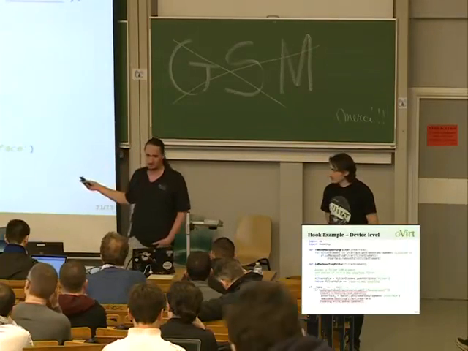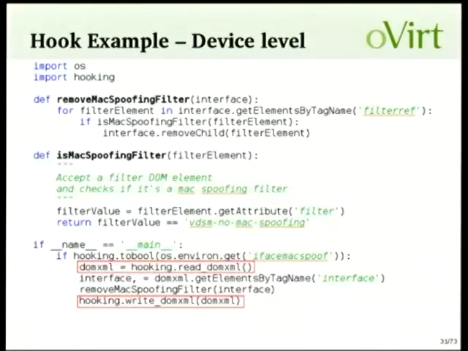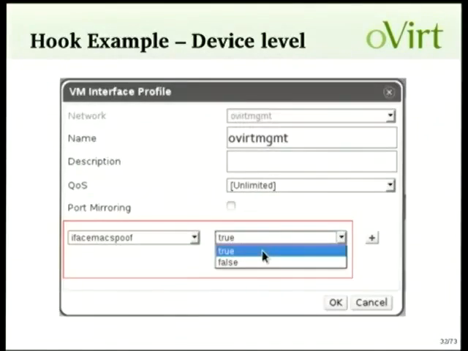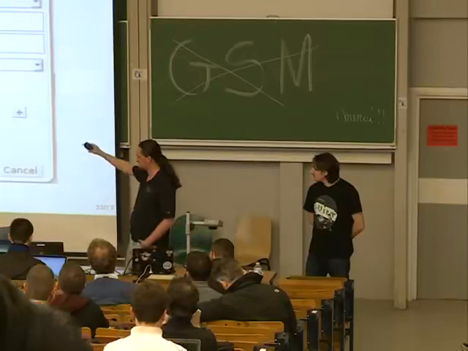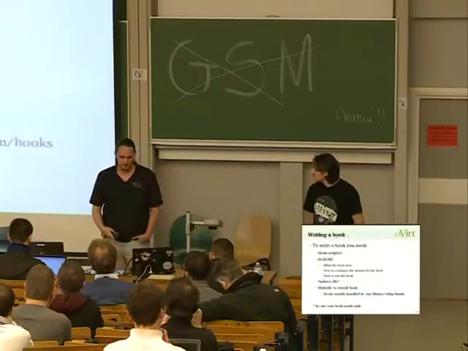And on the per-device level, you can do basically a very similar hook. So it also checks if there's some custom parameter. But the two lines that read and write the XML are just for a specific device. So if you want to affect a specific, let's say, network interface, and you just want to allow MAC spoofing on that network interface, then you can do it instead of affecting the whole VM. And to specify it, you also have a place where you specify the custom parameter.